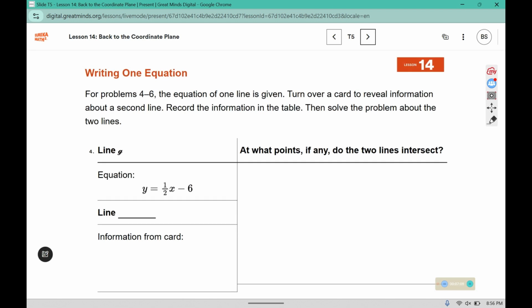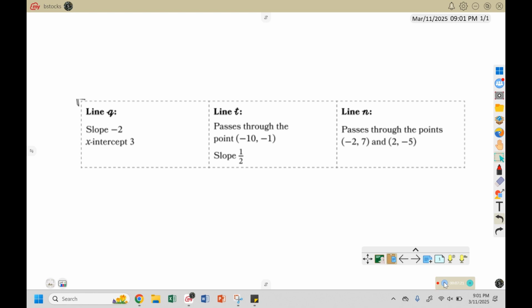For problems 4 through 6, the equation of one line is given. Turn over a card to reveal information about a second line. Record the information in the table, then solve the problems about the two lines. In class, we'll have 3 different cards with lines that could be possible lines that you flip over. Let's assume that you flipped over line T, or card T, for problem 4.